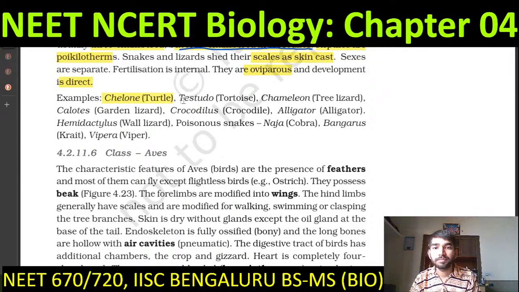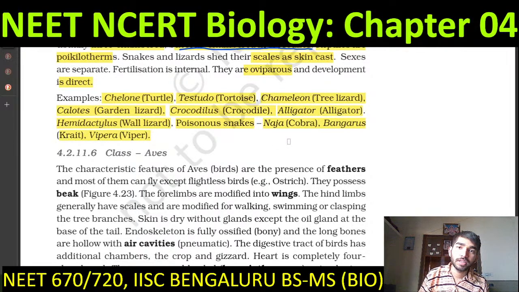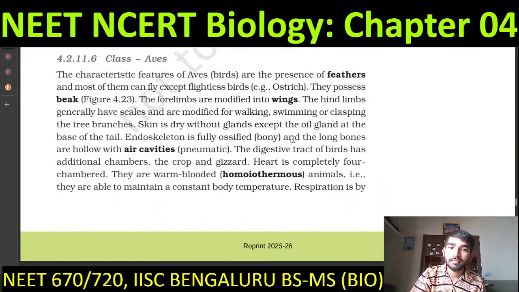Chelone is turtle. Testudo is tortoise. Chamaeleon is tree lizard. Calotes is the garden lizard. Crocodilus is crocodile. Alligator is alligator. Hemidactylus is wall lizard. So all the different kinds of lizards that you can think of. Poisonous snakes, there are three: Naja, which is cobra; Bungarus, which is krait; and Vipera, which is viper. So again, this is quite easy to remember the names.